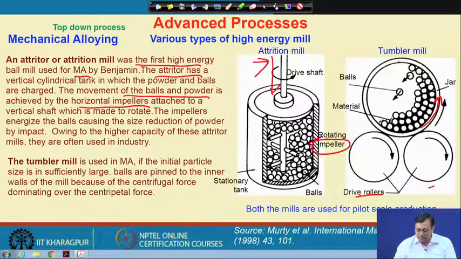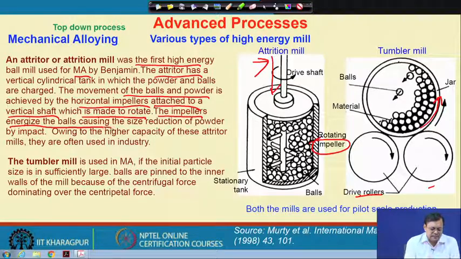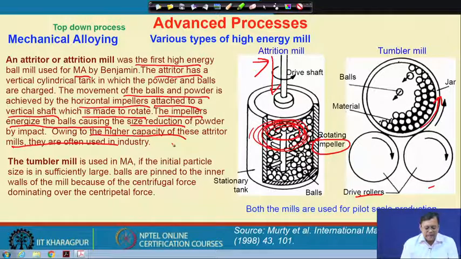So, these are the impellers here, which are attached to a vertical shaft that is made to rotate, and these impellers energize the balls to cause a size reduction of the powders. So, this basically assists the balls not to segregate, but the balls have to rotate along this way so that they cause impact with each other, and when a powder particle comes in between two balls, then the particle will be alloyed, or let us say the size will be reduced. So, both will occur. Higher capacity attritor mills are often used for the industry.